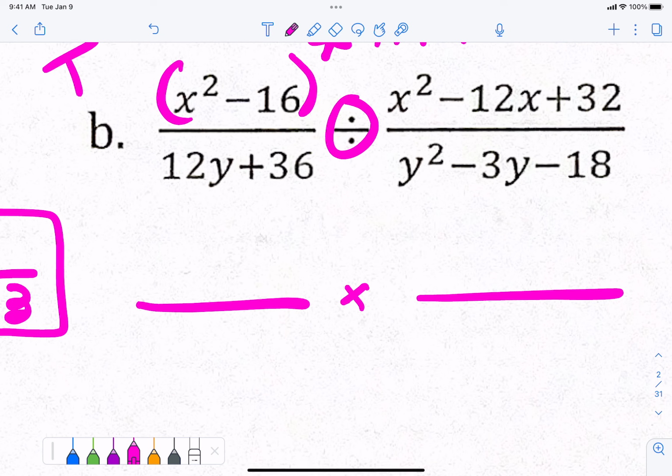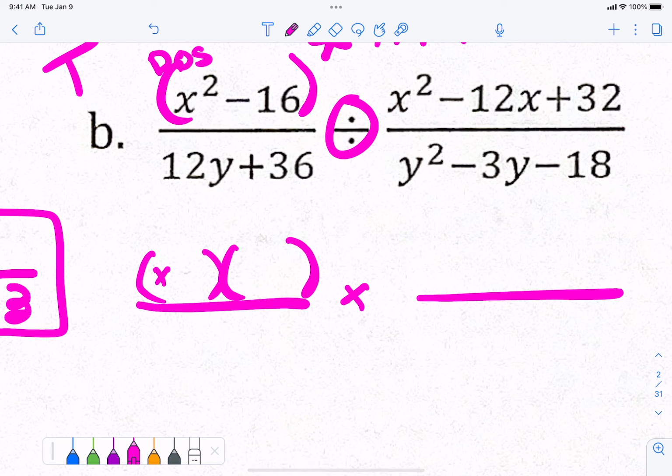What's x squared minus 16? That's a difference of squares. Toby, shush. Difference of squares, x squared minus 16. He says x plus 4 and x minus 4. That's what Ethan said. Okay, got it?